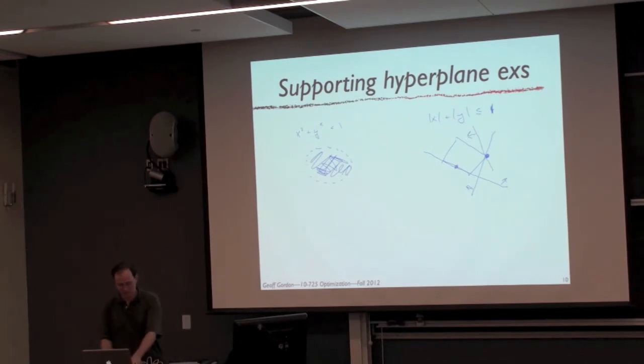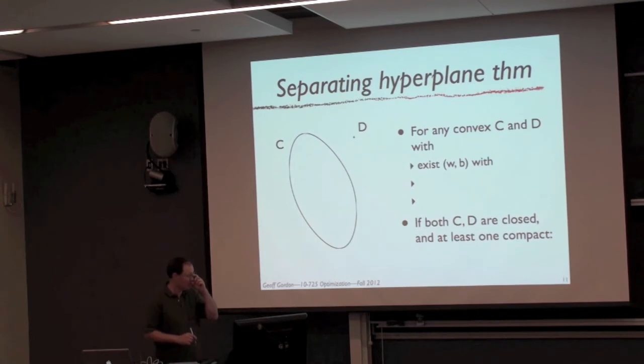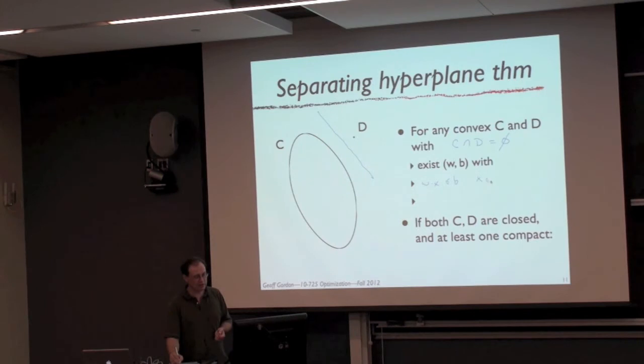Okay. So another good property is the separating hyperplane theorem. Take two convex sets, C and D. So here's one convex set C, and then D is going to be just this point here. And what we want is for C not to intersect D, so C intersect D is the null set. Then there's going to be a hyperplane that goes between them. What that means is w dot x is less than or equal to b for x in C, and w dot x is bigger than or equal to b for x in D.